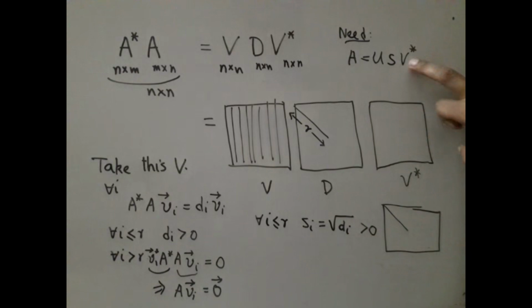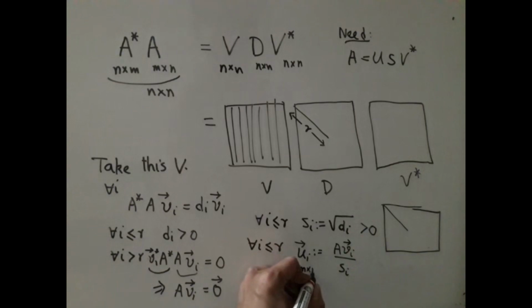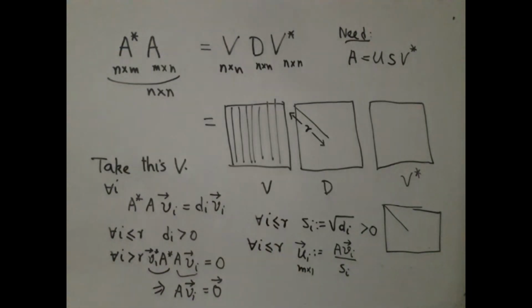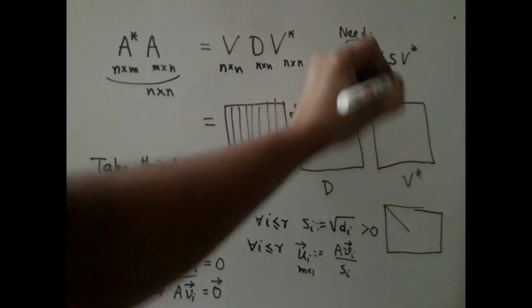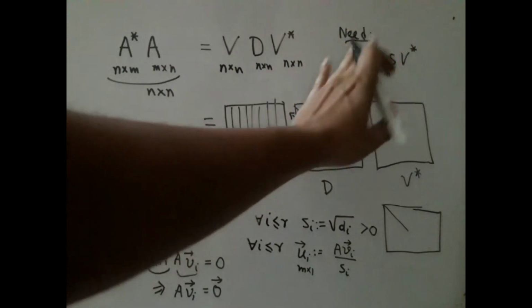So I have given you V, I gave you S. Now I am going to give you U. For all i less than or equal to r, I define my vectors ui as A vi divided by si, and you can see quite easily that these things are all m by 1. So I have given you exactly r vectors, and they are going to create part of my U. Remember, my U here needs to be m by m. And these are going to be the first r columns of U. I am going to give you the remaining columns in a moment.